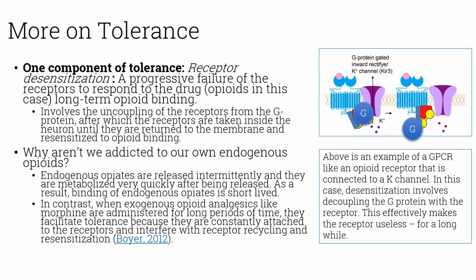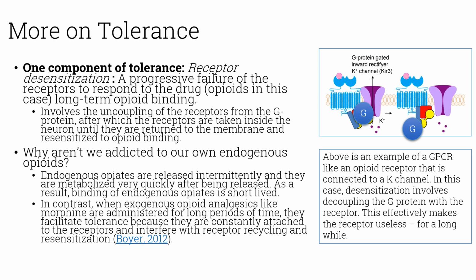And it's not until that full signaling cascade is complete that the receptors are returned to the membrane and resensitized for further opioid binding. So you might be wondering why we're not addicted to our own endogenous opioids. After all, we have opioid-producing neurons that are releasing opiates into the system. But they're released intermittently and they're metabolized quickly, and so they don't survive very long on the receptor. And so the receptors are constantly being refreshed and resensitized for further binding.